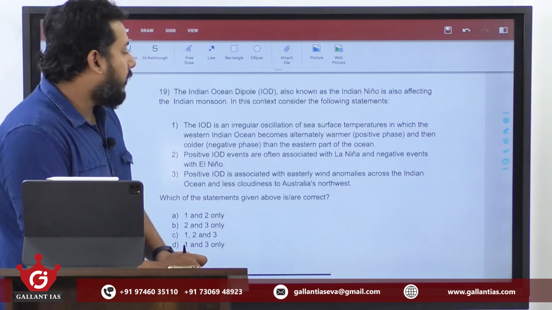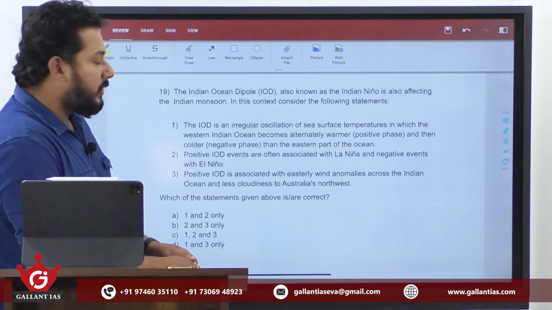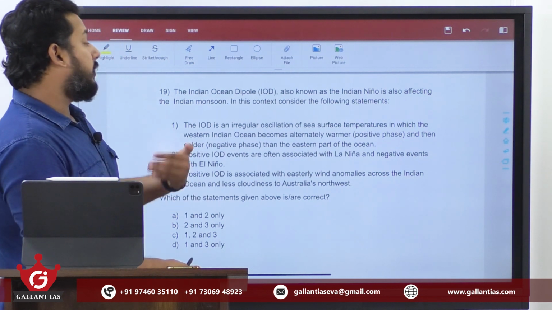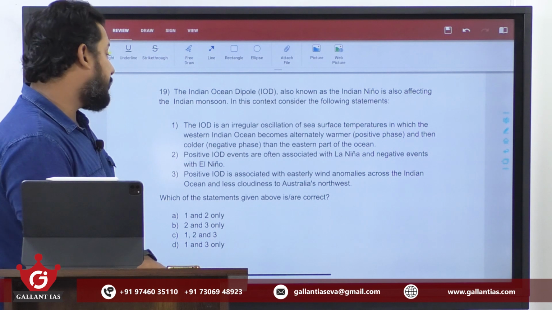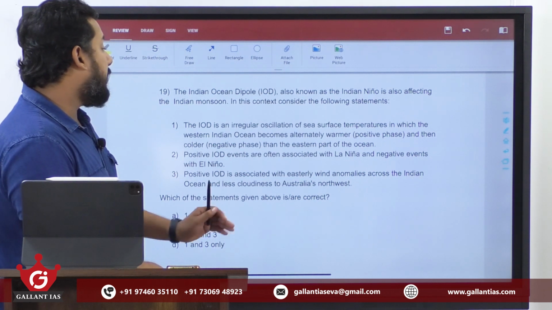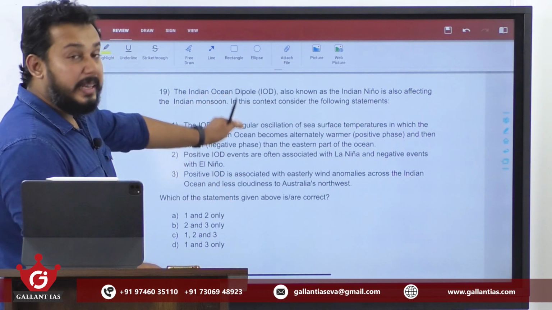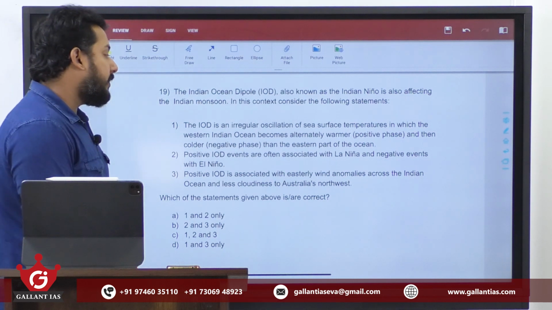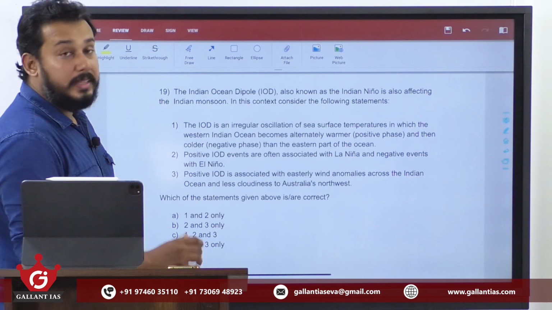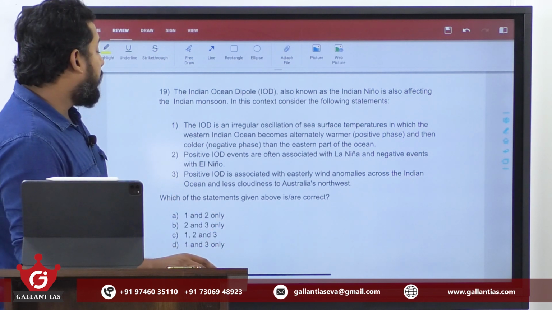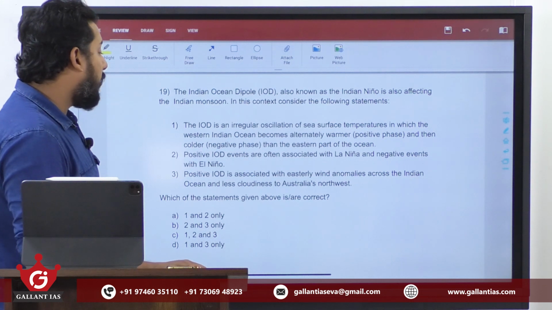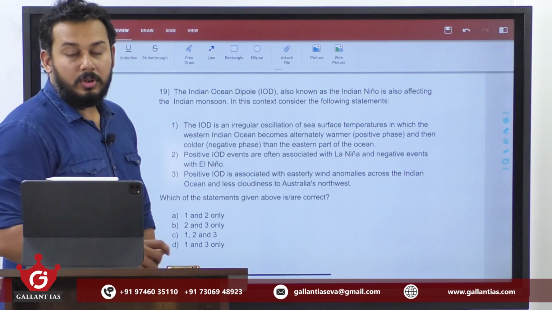IOD is an irregular oscillation of sea surface temperature in which the western Indian Ocean becomes alternatively warmer, that is the positive phase, and colder than the eastern part of ocean. Colder means negative phase. Positive IOD events are often associated with La Nina and negative events with El Nino. Positive IOD is associated with easterly wind anomalies across the Indian Ocean and less cloudiness to the Australia's northwest.